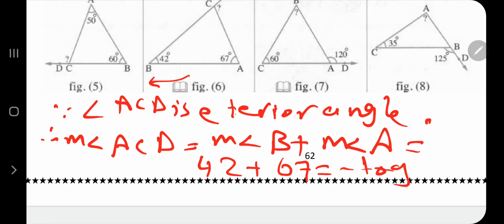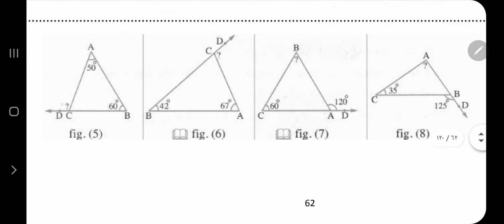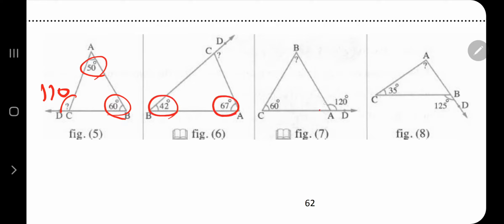By the same way, I will get the angle ADC by adding this angle: 50 plus 70 equals 110. Here 42 plus 67. What about this angle?